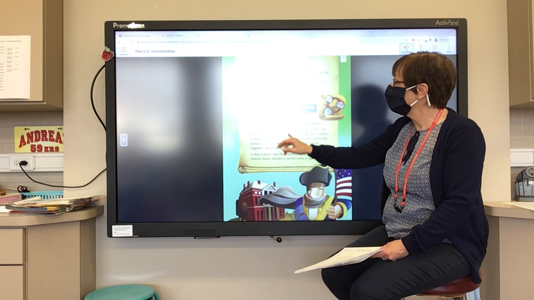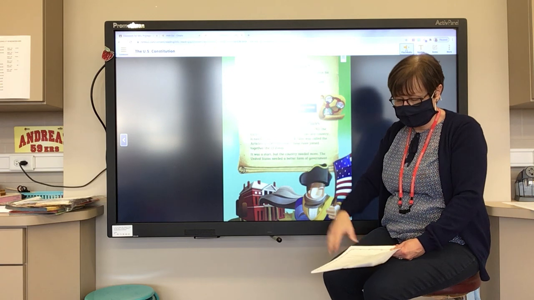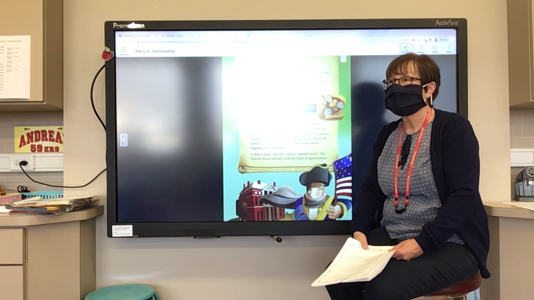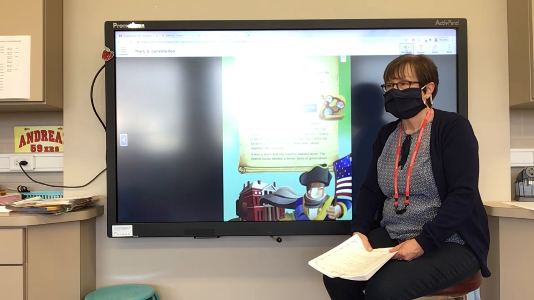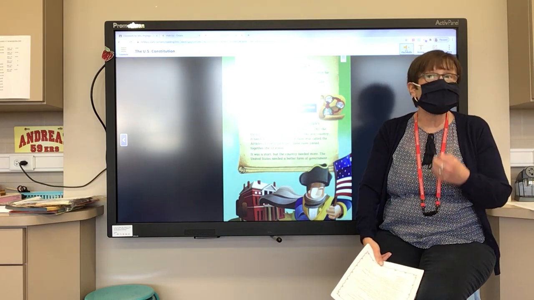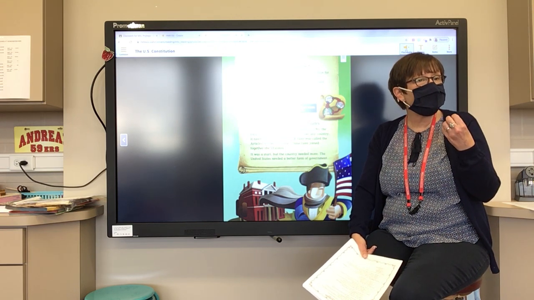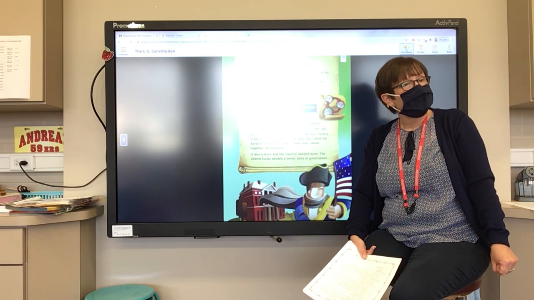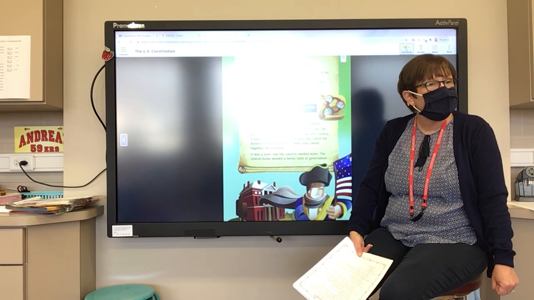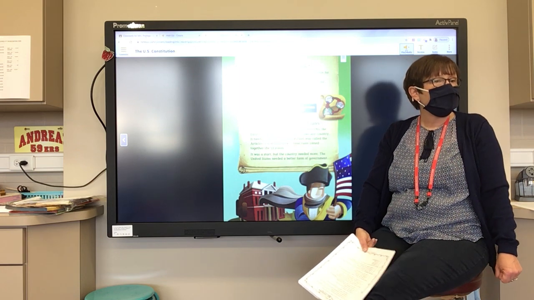Clark, what else? What does it say about the branches of government? Does it tell us anything about the branches of government, the Constitution? Yeah, the Constitution is the way that the government works. Yes, it tells how much power each of the branches has, and how many branches of government are there? Ethan? How many? There's 3.